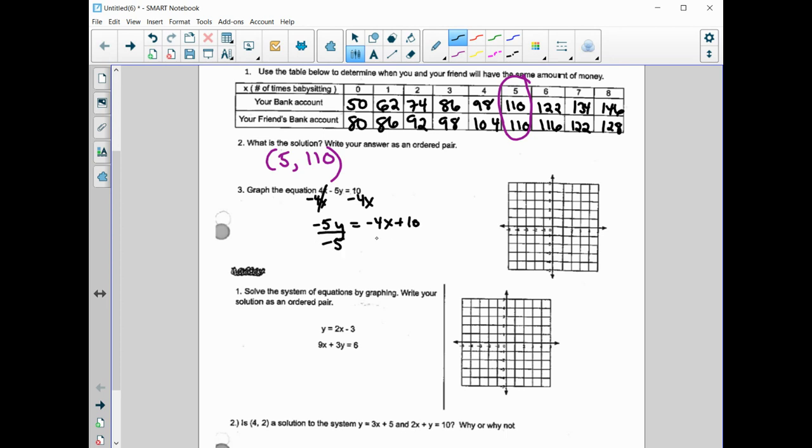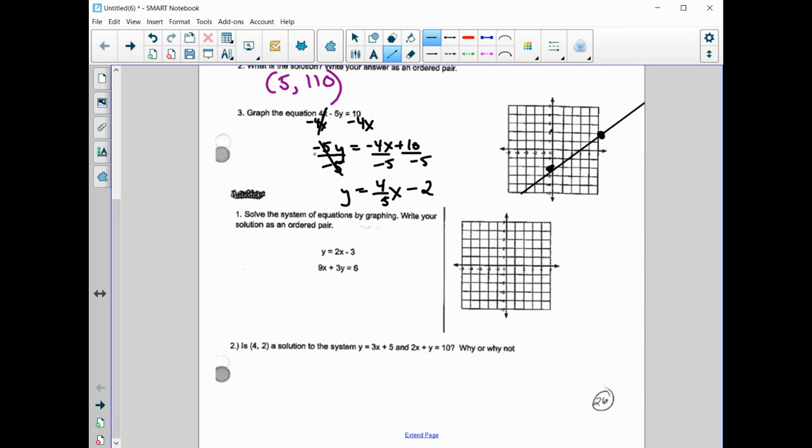And then I need to divide the entire equation by negative 5, which gives me y equals... I can't divide 4 by 5, but I can cancel out 2 negatives being divided. So this is positive 4/5, and 10 divided by negative 5 is negative 2. So my graph is going to have a y-intercept at negative 2 and a slope of 4/5. That means I'm going to go up 1, 2, 3, 4, and over 1, 2, 3, 4, 5. And so that's going to be my line.